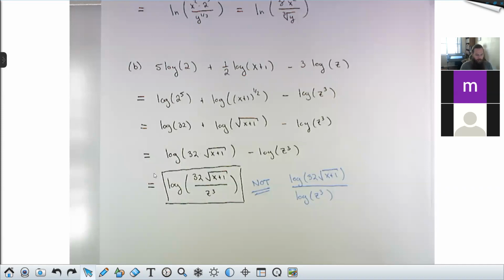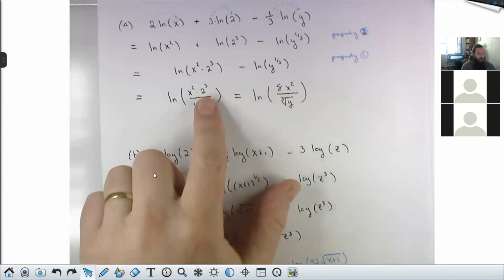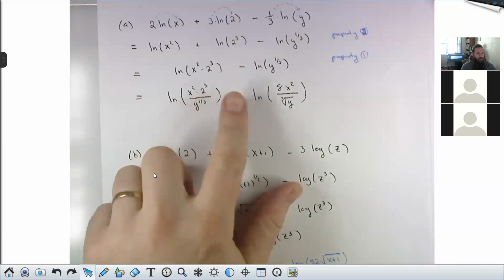Questions for me before we wrap up? 2 cubed is 8. So 2 to the third power, in answer to Jacob's question, where did the 8 come from? 2 cubed is 8. Yeah, so this is x squared times 8, which is the same as 8x squared.